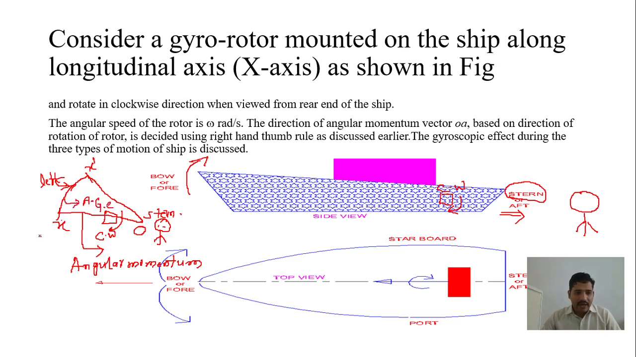X to X dash we can say is the active gyroscopic couple. So the active gyroscopic couple works on the basis of Newton's third law.